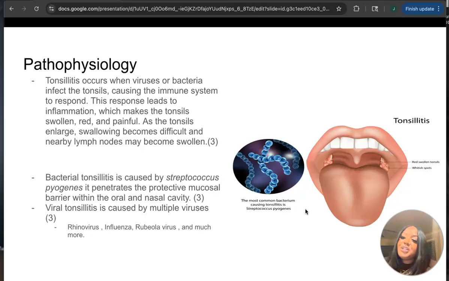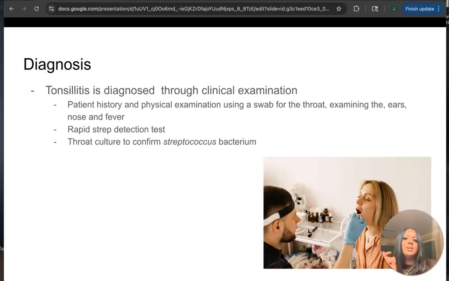So, bacterial tonsillitis is caused by Streptococcus pyogenes, which is the bacteria. It penetrates the protective mucus layer within the oral and nasal cavity. And viral tonsillitis is caused by multiple viruses. So we have bacterial tonsillitis and viral tonsillitis, and there is a difference. Viral tonsillitis is usually caused by rhinovirus, influenza, rubella virus, and many more. And I will tell you how we will treat these on the next slide, I believe.